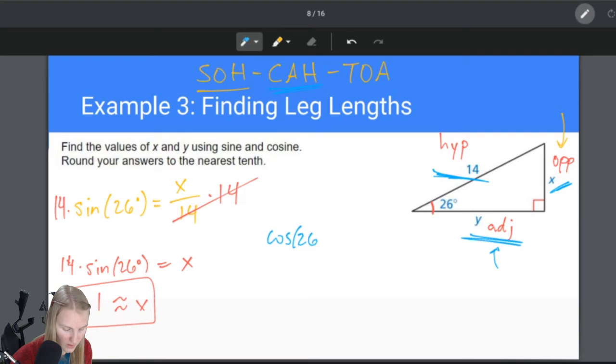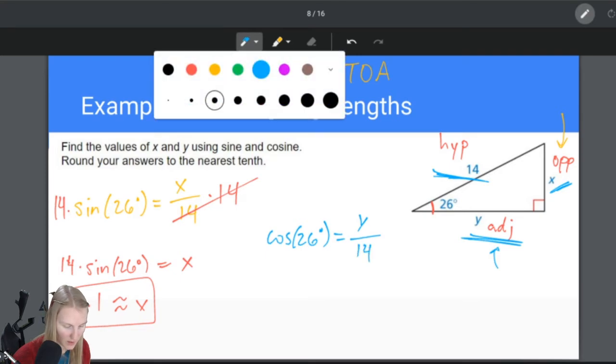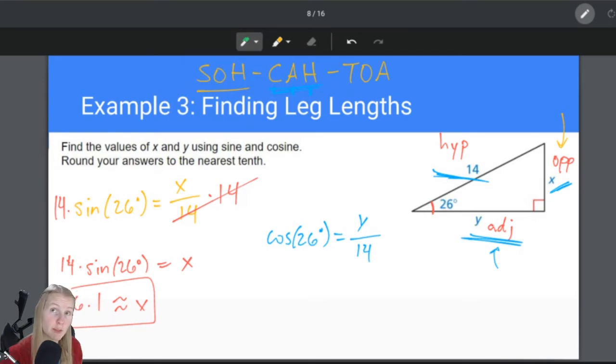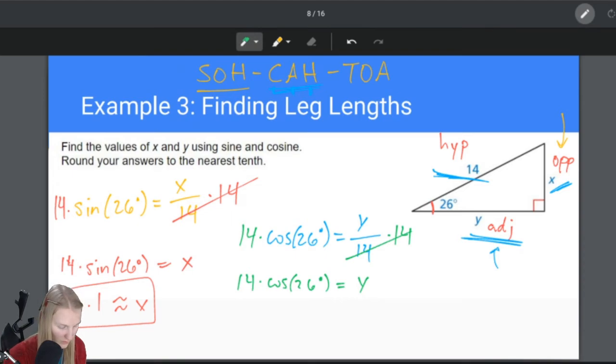Cosine of 26 degrees is equal to adjacent over hypotenuse. That's what the CAH in SOH-CAH-TOA tells us. So the adjacent is y, and my hypotenuse is 14. To get rid of the 14 on the bottom and get y by itself, we are going to multiply both sides by 14. And now we have 14 times cosine of 26 is equal to y. Same thing, shove that in your calculator. And we get 12.6 approximately is equal to y.